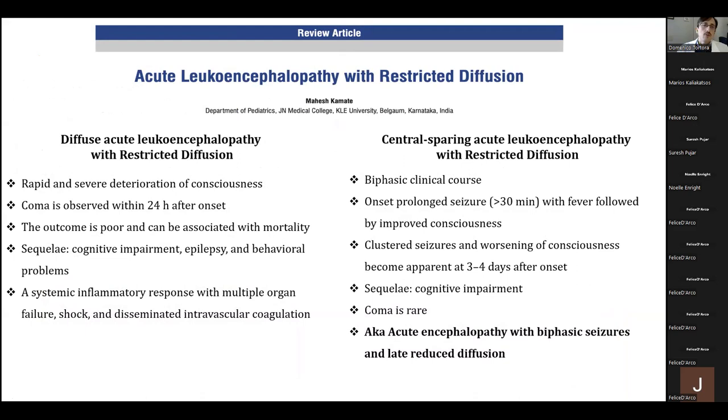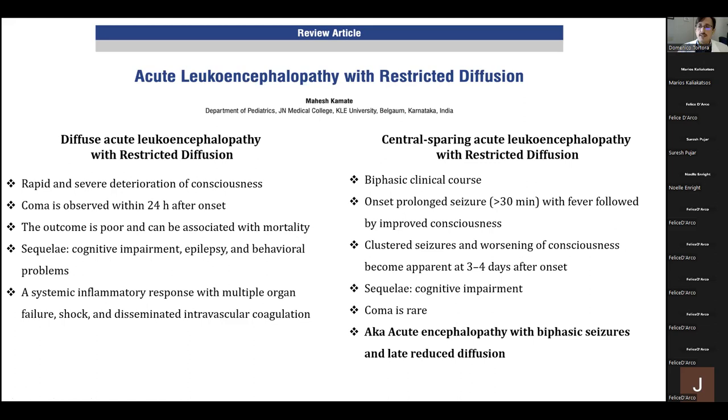Those with diffuse acute leukoencephalopathy. It is characterized by a rapid severe deterioration of consciousness, and it is the most severe condition. And the second one is the central sparing acute leukoencephalopathy with restricted diffusion, which is characterized by a biphasic clinical course, and it is also known as acute encephalopathy with biphasic seizures and late reduced diffusion.